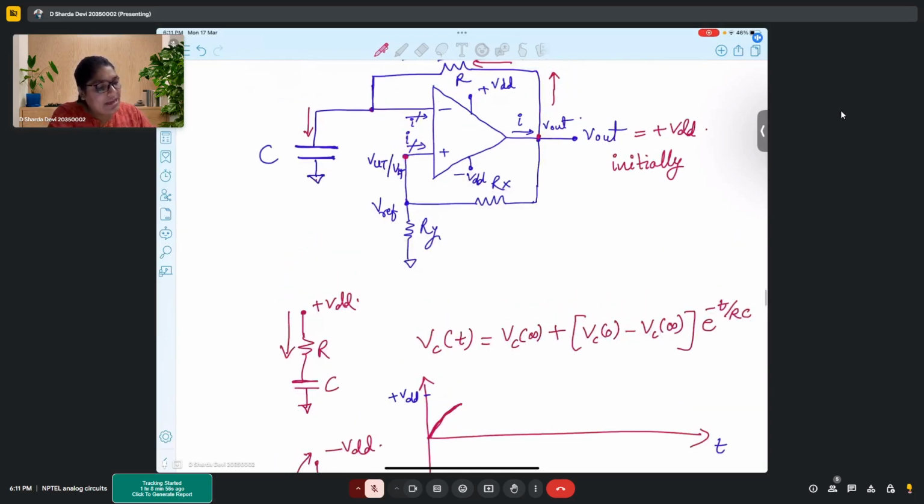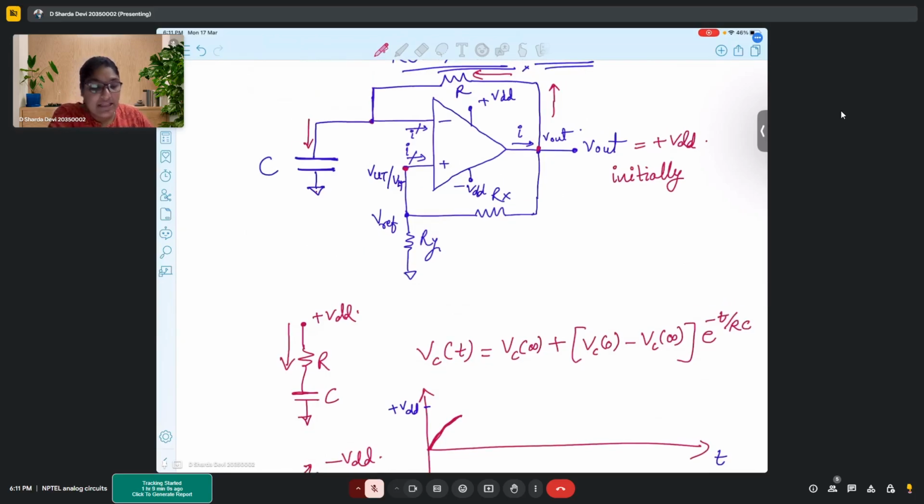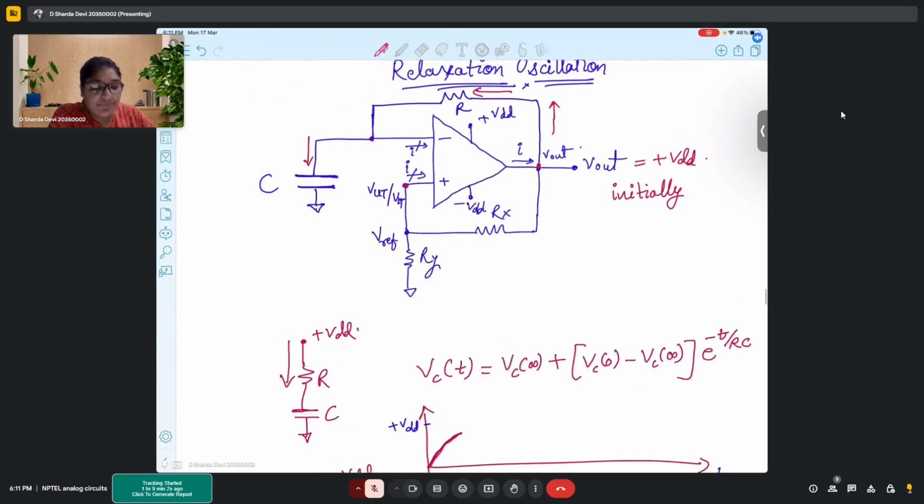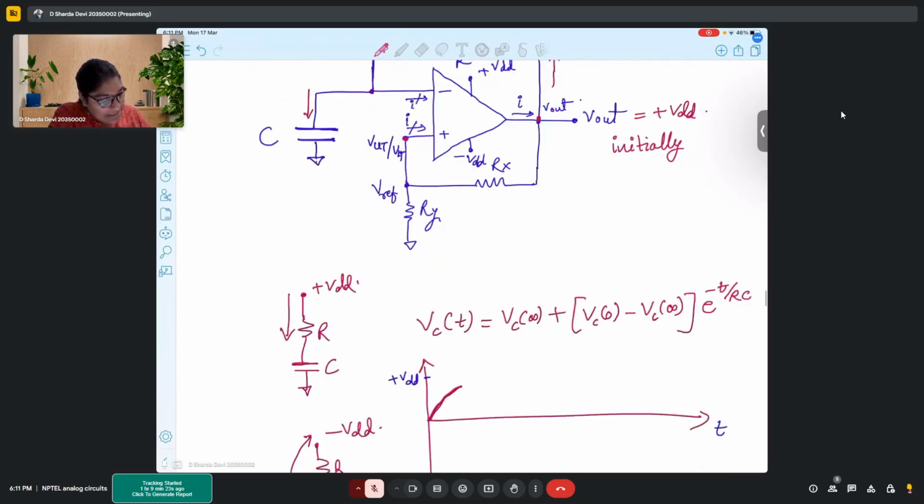The moment you have VDD, here it is a Schmitt trigger already. So if it is a Schmitt trigger, we will have the reference values coming into the picture. So your capacitor can charge until VUT, right? The moment your capacitor charges to VUT and the charge goes beyond VUT, your negative terminal will have higher potential and your output will flip. Correct?